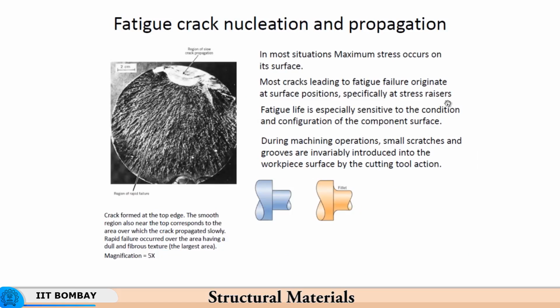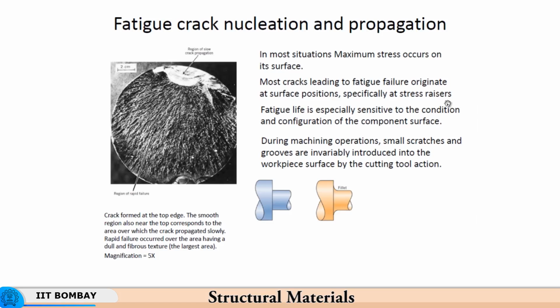So you have here the region of initiation of a crack, that is the origin of the crack over here. Usually maximum stress occurs at the surface, so that is the reason why the cracks also originate at the surface.